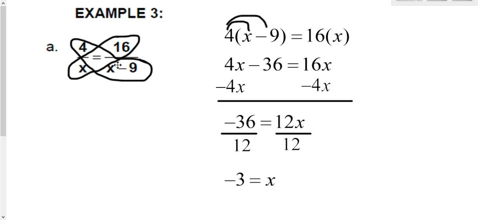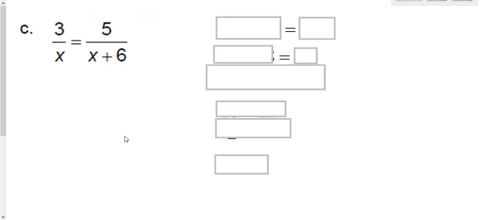Okay, so the only thing different was here, when we had more than one term, we got to put those in parentheses and use the distributive property. Go ahead and try this quick check here, or this example C. Maybe pause it, see if you can do it on your own, and then check the answer.